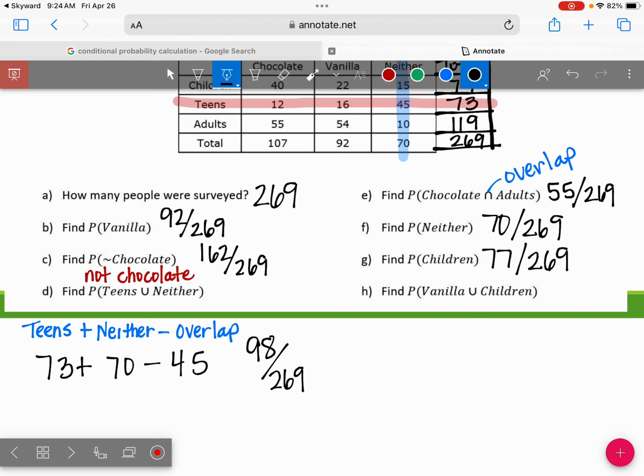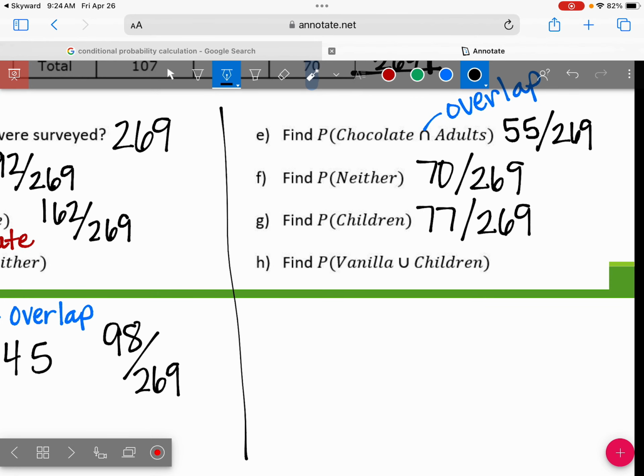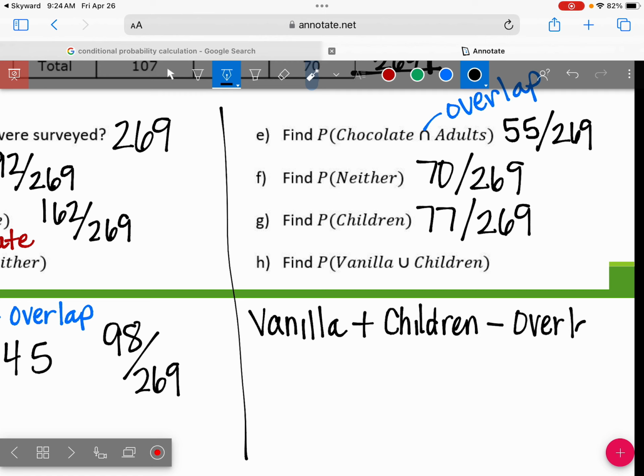I want you all to try. This is our last question. I'm going to give you the formula, but you try to do H by yourself. Remember, you got to take vanilla plus children and subtract the overlap and put it over 269. That's only when you see this symbol. That's when you have to do a formula, when it says or. So I'll give you a minute to try to do that last question on your own, and then we'll end there.